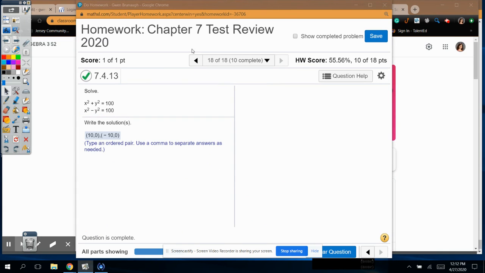So that is it for your Chapter 7 test review. Take good notes on that. And then you get 3 tries at the test, but you don't want to take 3 tries. You just want to try to get it done in the first try. So if you want to take pictures of your work, you can do that as well in case you get close to a grade you like.